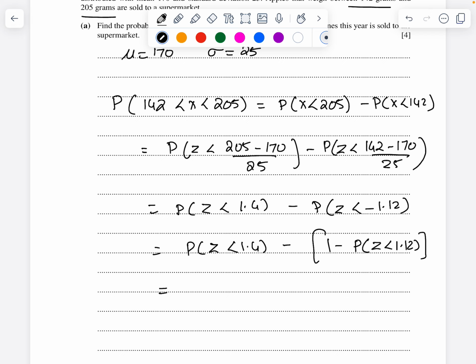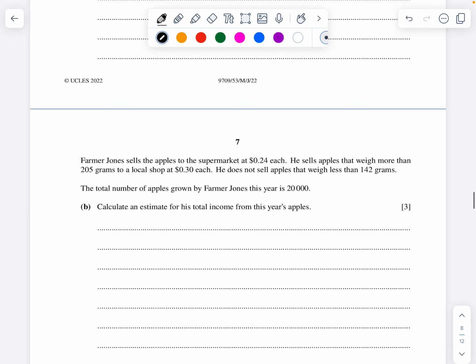So this is going to be nothing but how much? 0.9192 minus 1 plus 0.8686. Simplify that, 0.788 is going to be the answer.